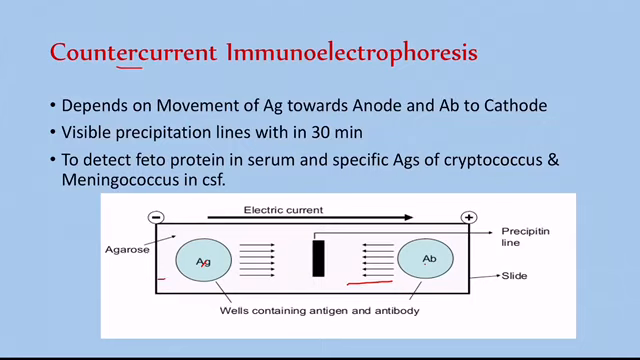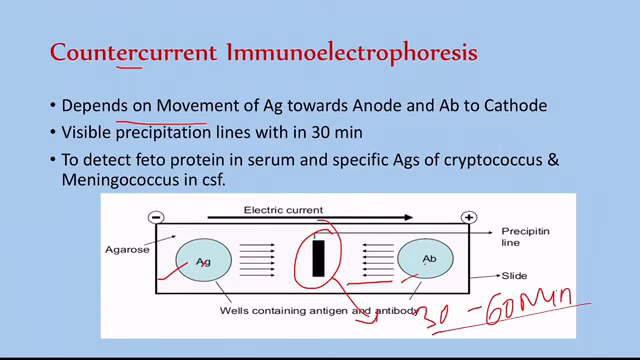One well is filled with an antigen and the other with an antibody. Electric current is passed through the gel. The migration of antigen and antibody occurs in the electric field and a line of precipitation will be formed that is visible within 30 to 60 minutes. So it depends both on the movement of antigen towards the anode and antibody towards the cathode.